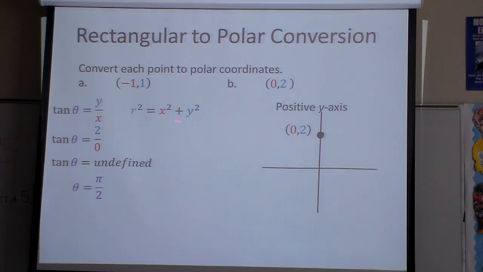And then plug it in to get our r squared, which I have a feeling is going to be 2. Because 0 squared plus 2 squared is 4. R squared is 4, and the square root of 4 is 2. So therefore, our point is 2, pi over 2. Now we just converted from rectangular to polar.